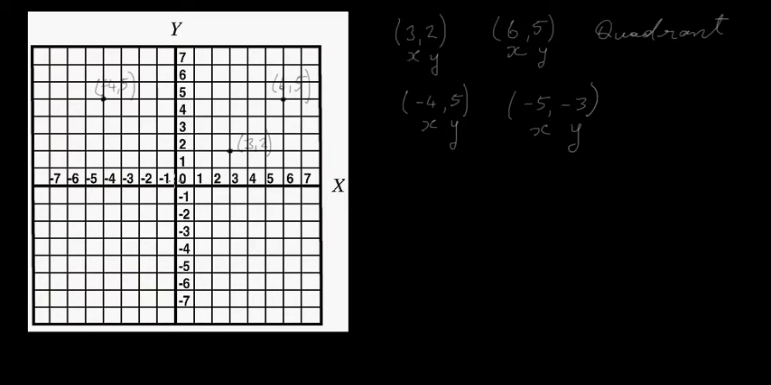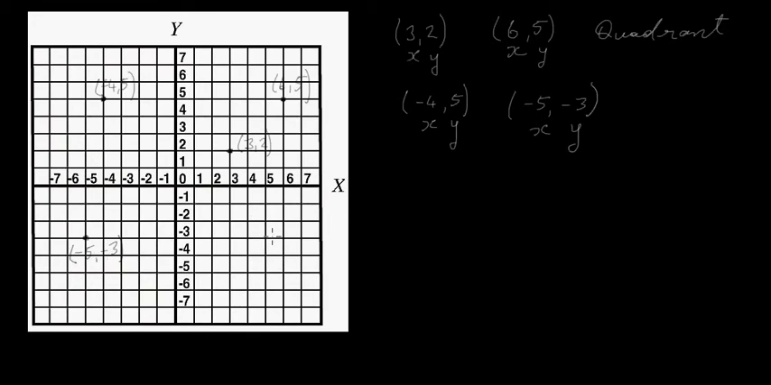We're going to go across the x-axis to minus 5, and then we're going to go down the y-axis to minus 3. So our point should end up here. So this is minus 5, minus 3. So now we plotted a point in the third quadrant.